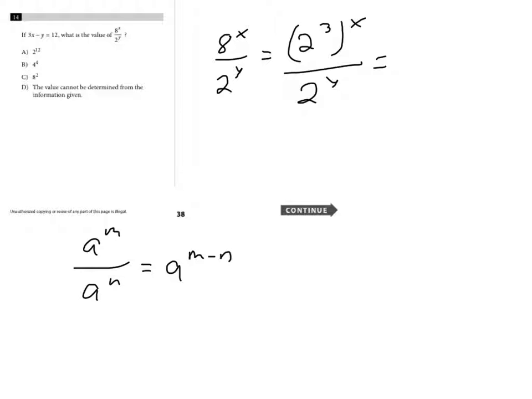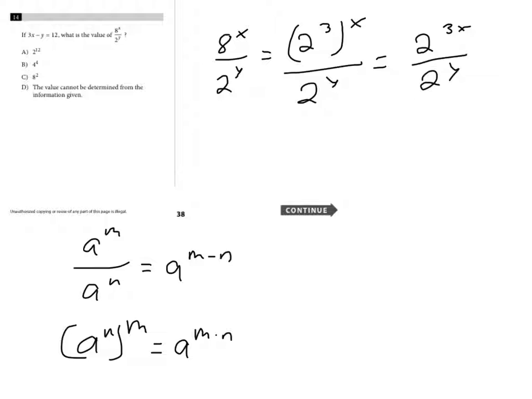Again, another law of exponents here. We have a base to a power, and then another power on that. That will allow me to multiply the exponents. So same thing here. This will be 2 to the 3 times x, which obviously is 3x. And then 2 to the y is the same.